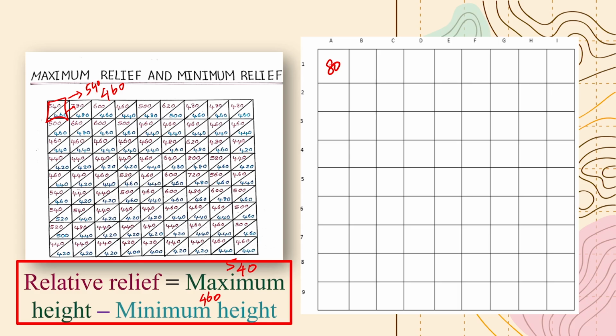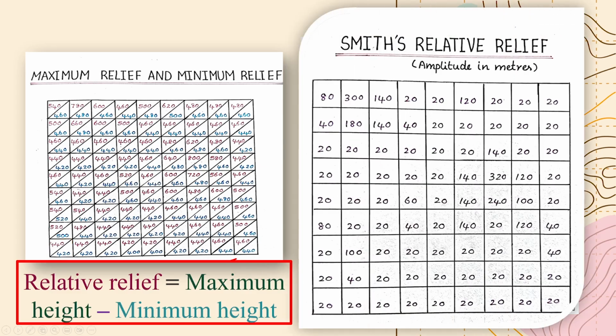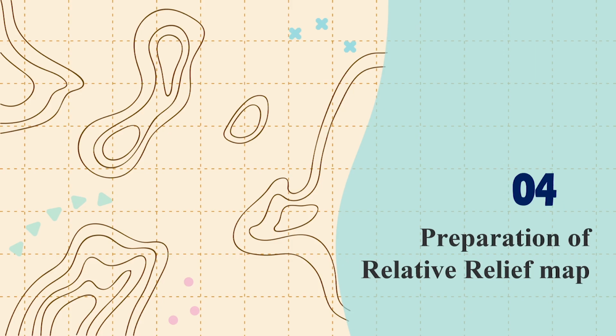Once you get a value, you start entering it into each block. One more example: here the upper value is 440 and the lower is 420, so you will get a value of 20 here. By repeating the whole process, you will get a square that is filled with all the relative relief values. So, this is the example. Once you use all these formulas and implement the values here, you will have this one wholesome grid. After this, we are now ready for preparing our relative relief map.